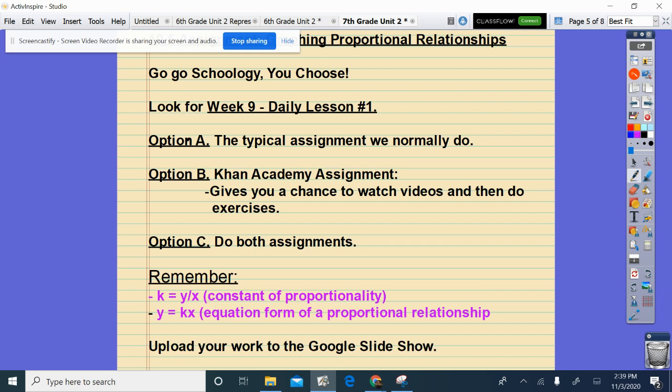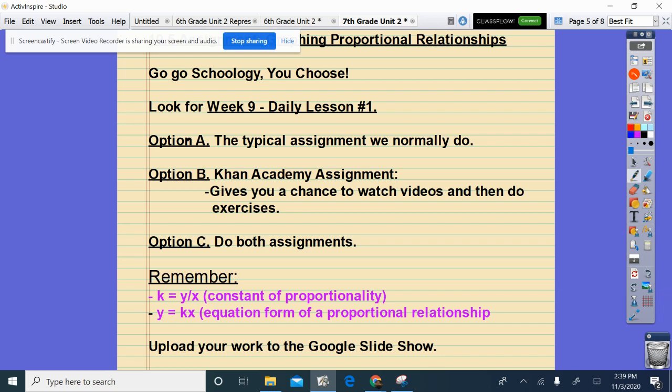That's the Khan Academy assignment. Sometimes you may not get it from me in the right way, and maybe Sal does a better job. And then if you want to push yourself, do option C, where you do both assignments. And remember, you only have to pick one option to do, not all 3. Just do option A if you want the typical assignment. Option B, if you want the Khan Academy assignment, with extra videos to look at and some extra instruction. Or option C, if you feel like pushing yourself and do both assignments.